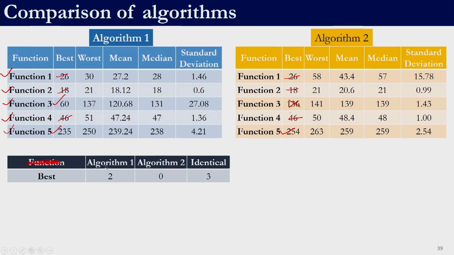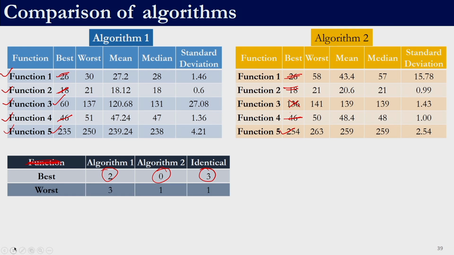So, what we are saying is how many times algorithm 1 was better than algorithm 2 with respect to the best statistics. So, in 2 of the 5 problems, algorithm 1 was clearly better than algorithm 2, and algorithm 2 is not better than algorithm 1 in any of the cases. So, we have this value of 0. And in 3 cases both of them gave us identical results. So, that is what we have this struck off 26, 18, 46. So, in 3 cases it gave us identical results.